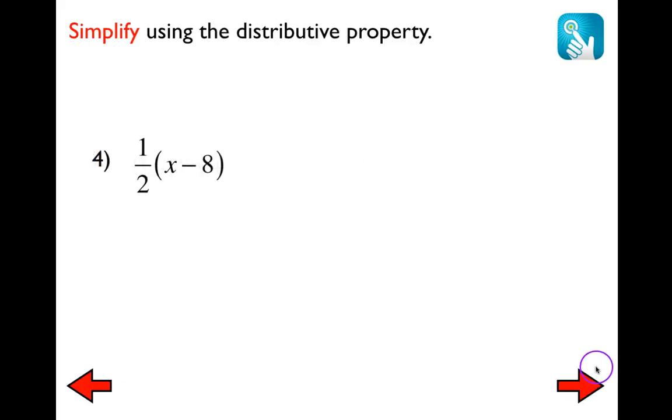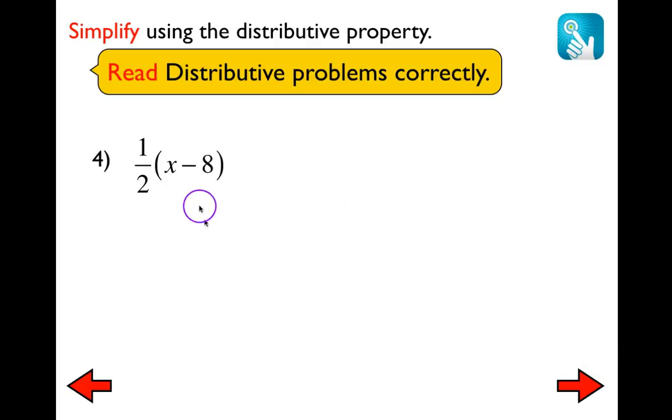Now this problem is mine. I want you to simply just watch. Don't try to do this on your own just yet. I would read this as 1/2 times the quantity x minus 8. First thing I would do is distribute 1/2 times x, so that's going to be 1/2 times x. And then I'm going to distribute a 1/2 times a negative 8.